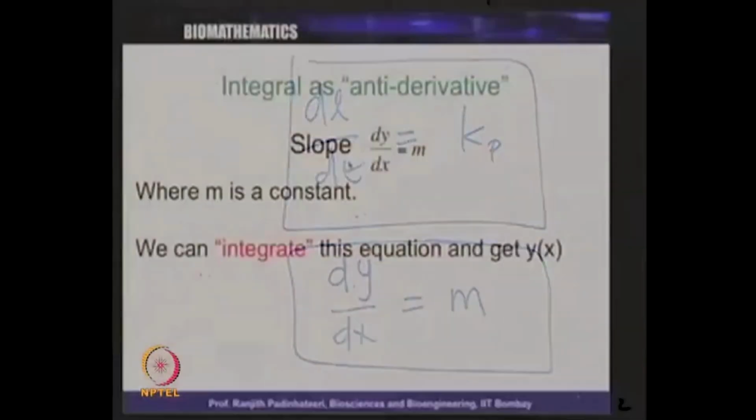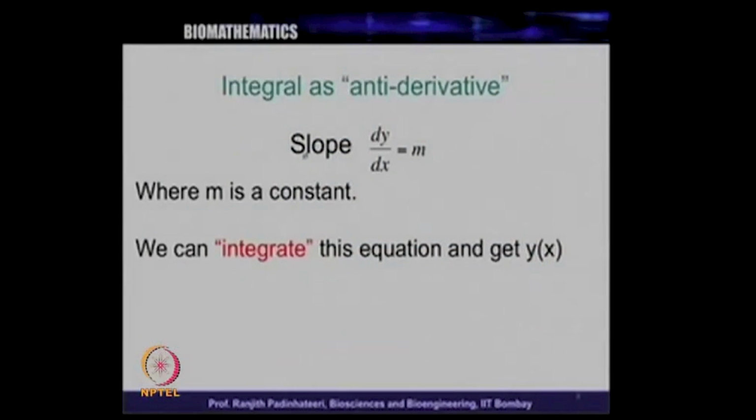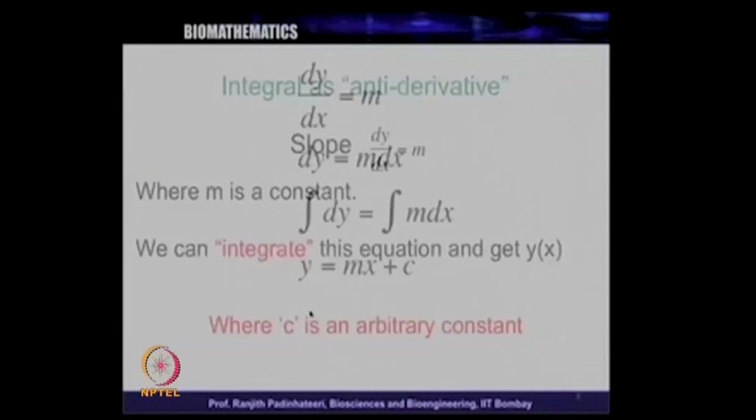So, in this slide, when we discussed dy by dx equal to m, m is the slope, which is a constant. Here also Kp is a constant, and we can integrate this equation. We said that we can integrate this dy by dx and get y of x. So, how did we do that? We did it in the following way in the last lecture.